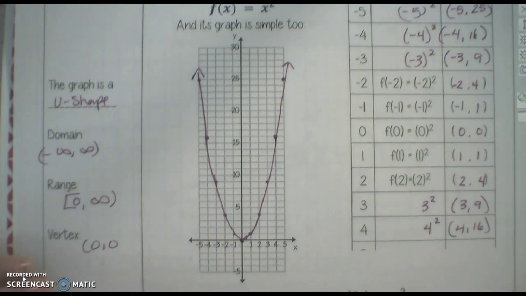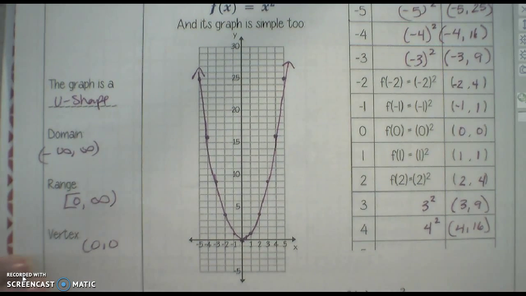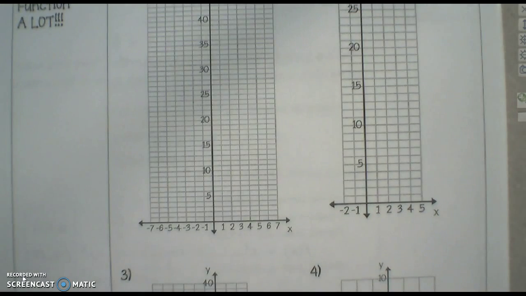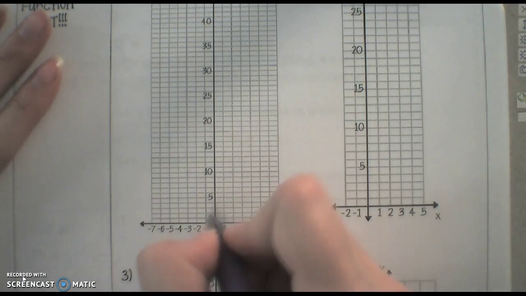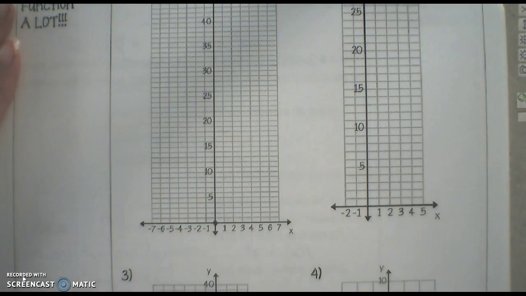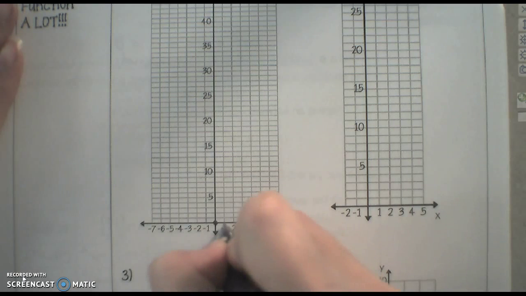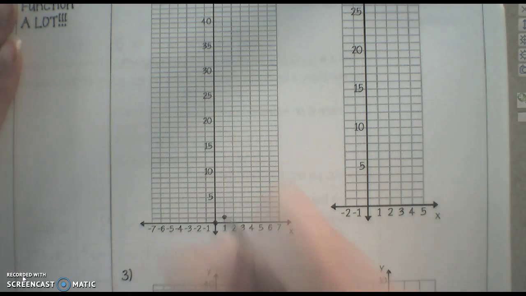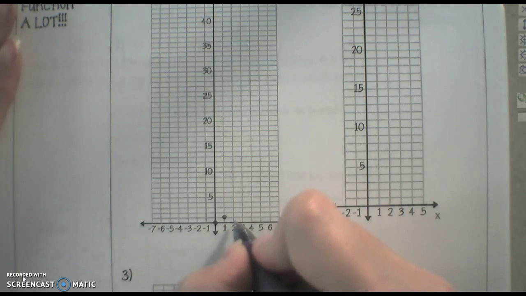So that's our original parent function. So keep that shape in mind. And let's go ahead and practice graphing that on a couple more different graphs, because you are going to be graphing this a lot. So here's the trick. What you want to do is start at 0, 0 and put a dot, because we know that's our vertex. Then when you go to 1, think about what's 1 squared? Well, 1. So we're going to go up to 1. Go to 2. What's 2 squared?